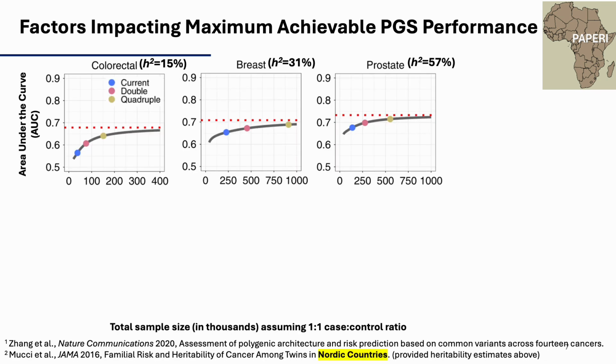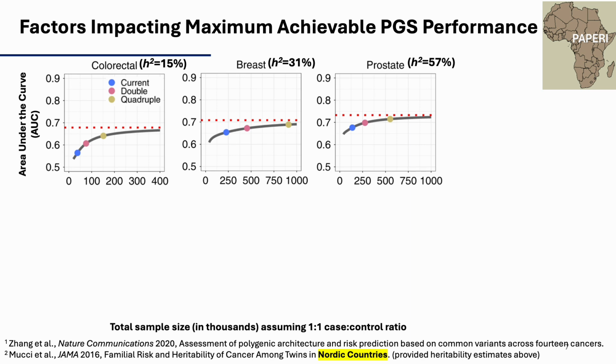There are a few different factors that impact the maximum achievable PGS performance. So in this figure here, it's showing the sample size of discovery GWAS used to develop a polygenic score across 3 different samples, 3 different cancers: colorectal, breast, and prostate cancer. On the x-axis is the different sample sizes of these discovery GWAS, and on the y-axis is the AUC. The red dotted line across each of these figures is the maximum achievable AUC for any given polygenic score.